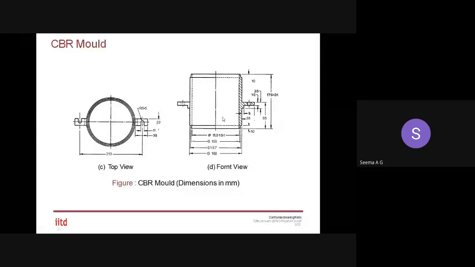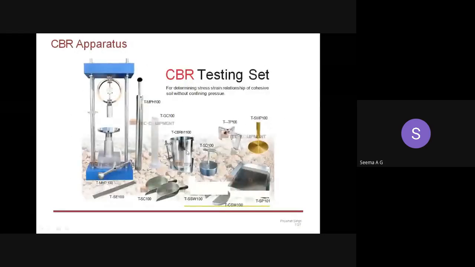And the dimensions are given. The CBR mold is having an internal diameter of 150 mm, then height of 175 mm, and the collar portion will be having a height of 50 mm and a diameter of 150 mm itself. And we are having a base plate also. So this is the CBR mold.